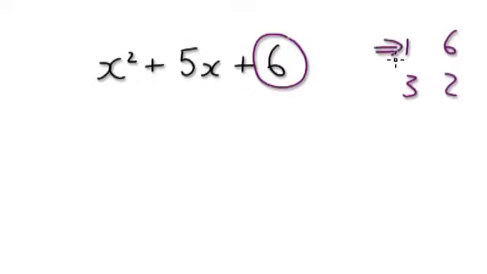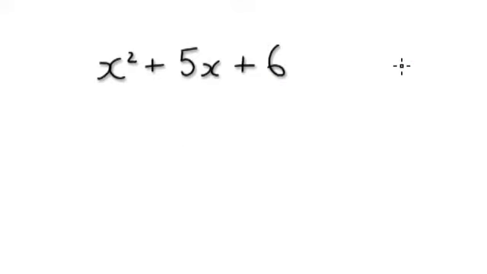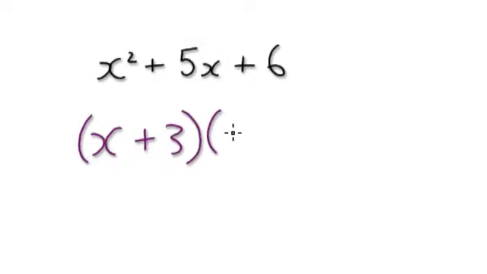But if you use this, later on you would get 1x, and then you would get 6x. So when you merge these two together, it will give you 7x. So this here is not a good option. It happens to be this one here, because we know it's a 3 and a 2. So really the answer is x plus 3, and then x plus 2 here.